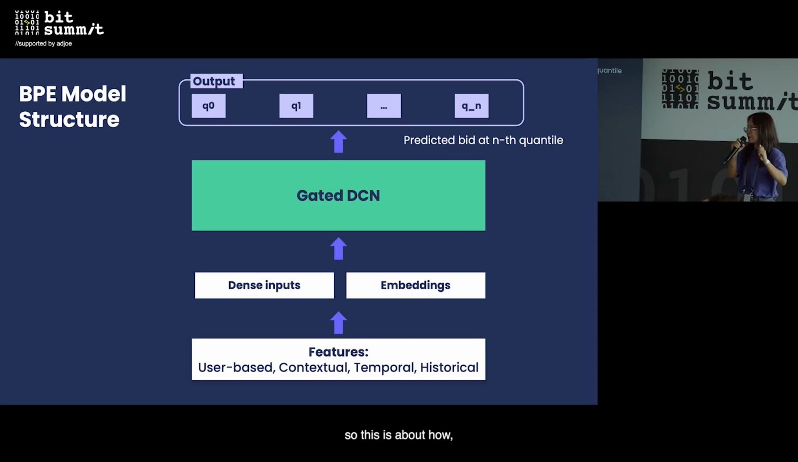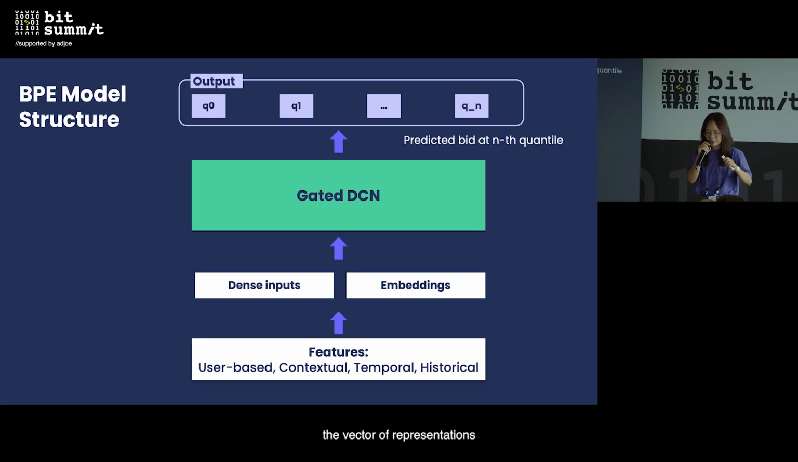So this is about the overall structure of our full BP model. It is still following the quantile regression, but it has different layers. At the bottom are the features that we use as input to our model. We have different types of features like user-based, contextual, temporal, and historical auction data. After that, we convert them into different representations. For numerical features, we convert them into dense inputs, and categorical features we convert to embeddings.